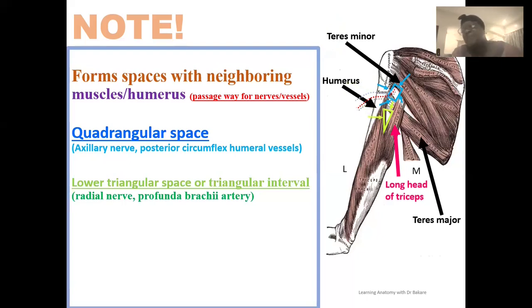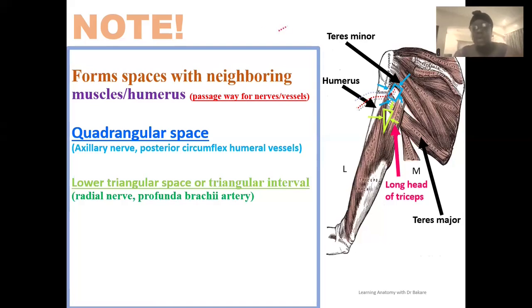So if you drive deep to the lateral border, you see that the humerus is seen to be forming its lateral limit. Then if you go more medially, you see that it is bordered by the long head of the triceps brachii muscle. So you see that the triceps brachii muscle, specifically the long head, is also contributing to the formation of the triangular interval.